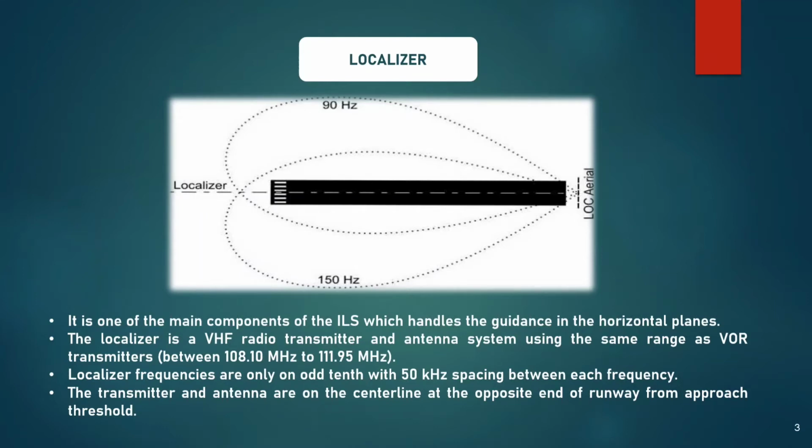The localizer is a VHF radio transmitter and antenna system using the same range as the VOR transmitter, between 108.10 MHz and 111.95 MHz. Localizer frequencies are only on odd tenths, with 50 kHz spacing between each frequency. The transmitter and antenna are on the center line at the opposite end of the runway from the approach threshold.